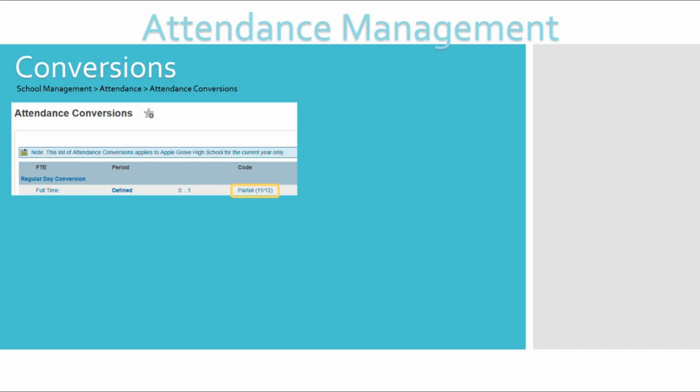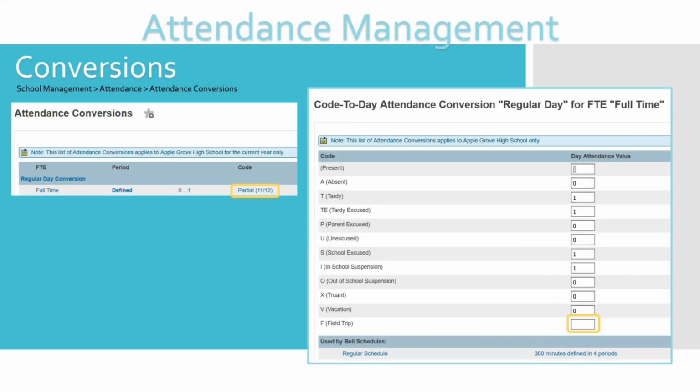So you'll see here on this one, it says partial 11 out of 12. So that indicates that one of our codes does not have a value assigned. So if we click on that, we can see here at the bottom, the field trip, it does not have a value entered. So we would want to make sure that we add that there. Any code that is a present code, you would want to have a 1 in there, and then the absent codes would have a 0 in there.